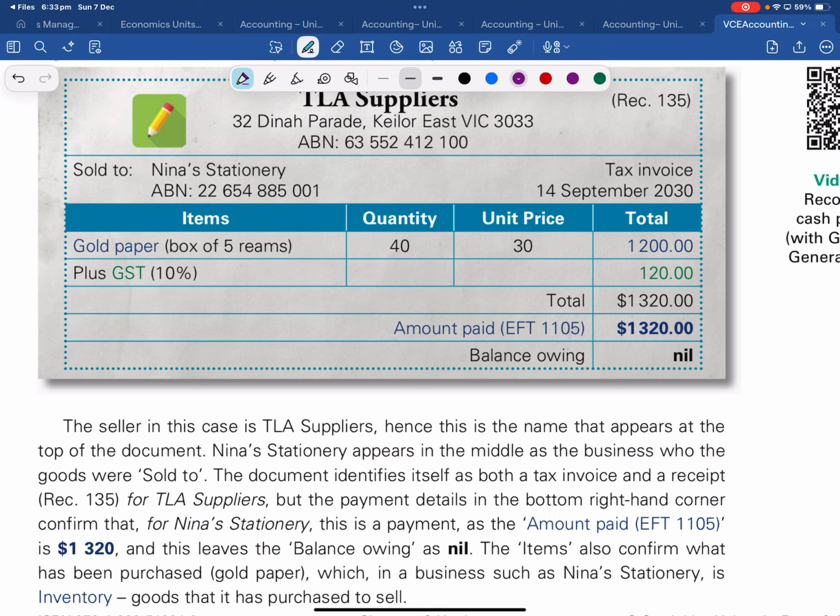And this is receipt. No, it's a receipt. Which one? It's EFT. EFT receipt. Whoever said receipt is correct.